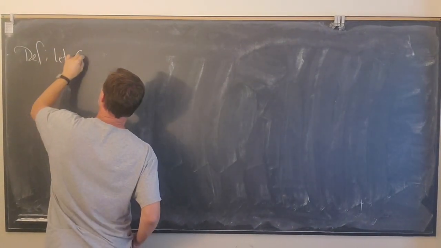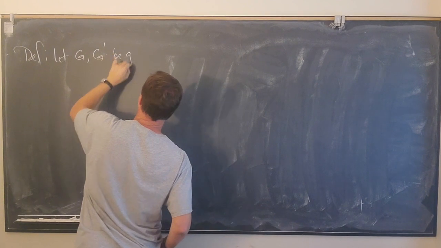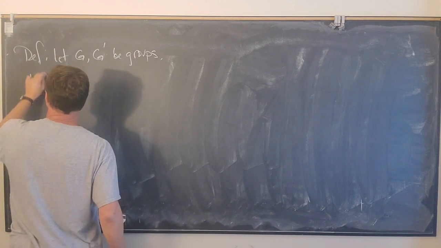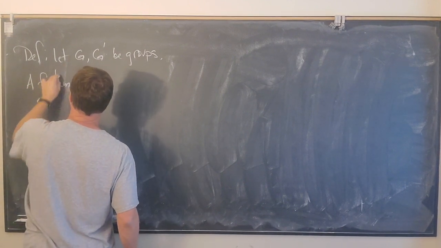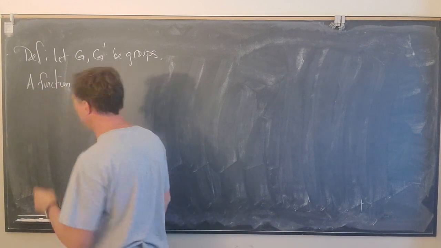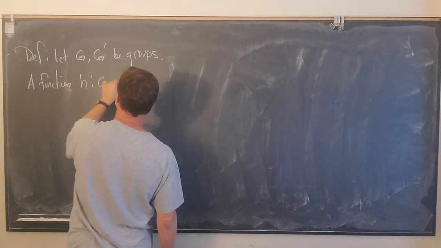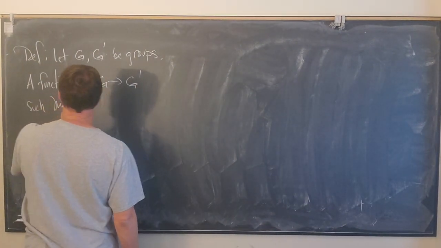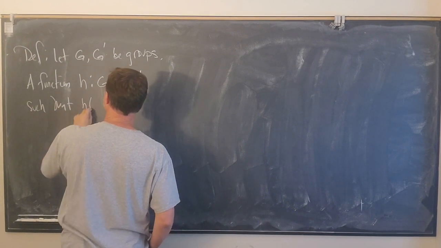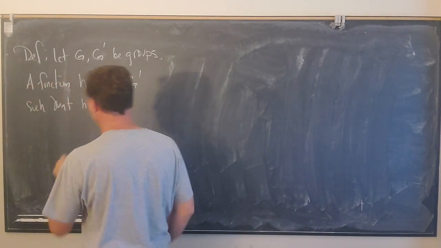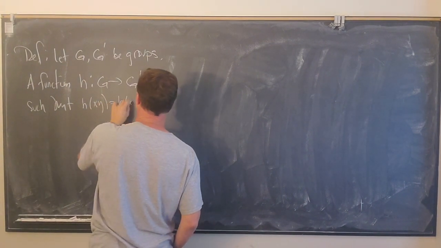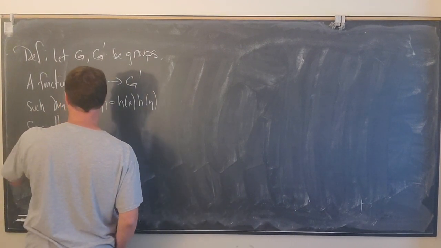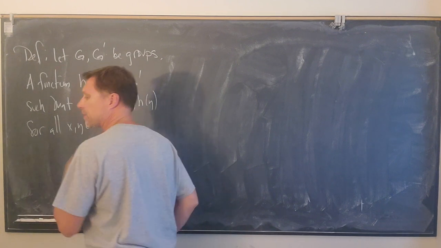So let G and G prime be groups. A function, which I'll call H, from G to G prime such that H of xy equals H of x times H of y for all little x and y in G. This has a name, it's called a homomorphism.